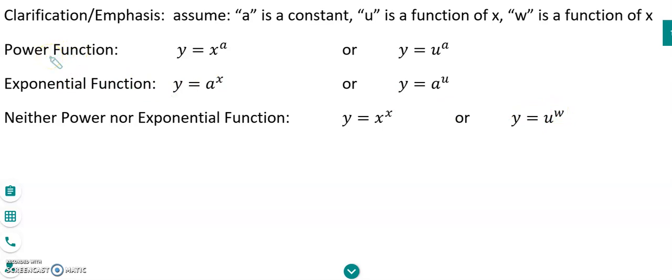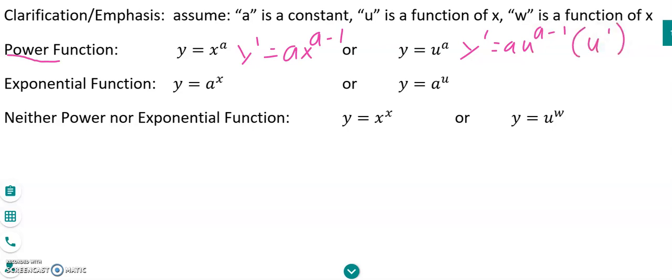The reason why we care so much about this with this unit with derivatives is if something is a power function, then I can use the power rule to do the derivative. So I know that my derivative here is going to be y prime is a x to the a minus 1. Or if I have this one, y prime is going to be a times u to the a minus 1, and then times u prime, which would be the derivative of the inside. So I'd just be doing the chain rule there.